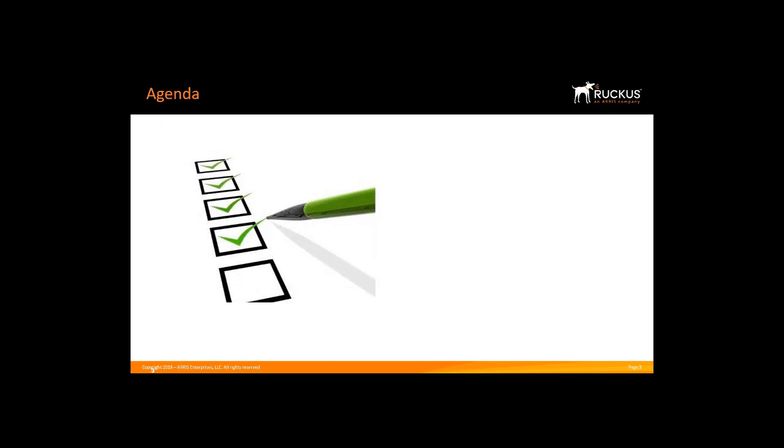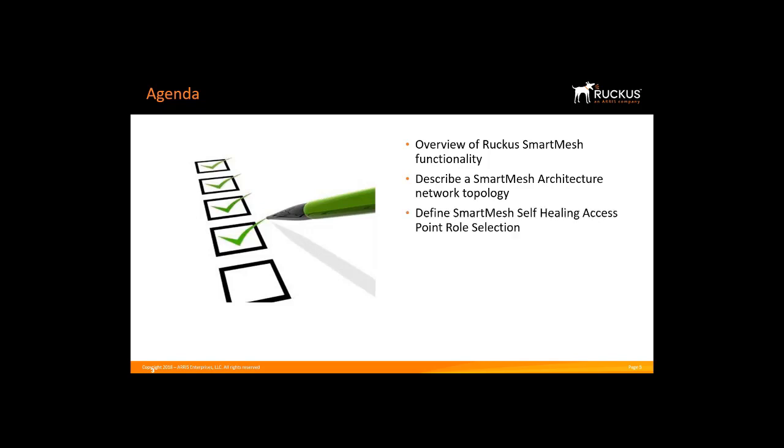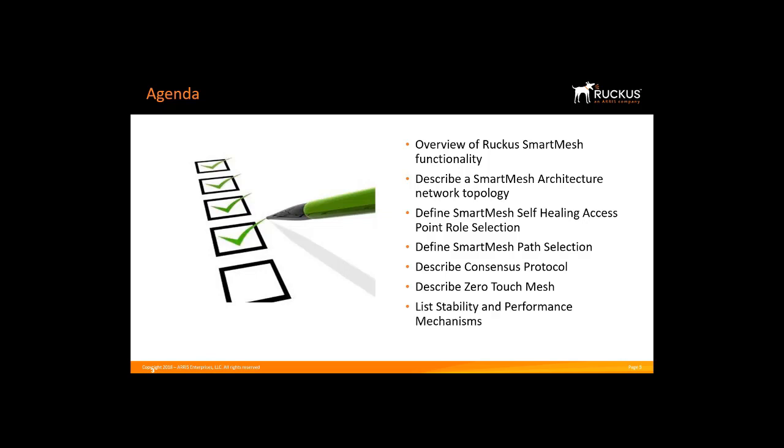In this video, we'll cover an overview of the Ruckus SmartMesh functionality, describe a SmartMesh architectural network topology, define SmartMesh access point role selection, define SmartMesh path selection, describe consensus protocol, discuss zero-touch mesh, and list stability and performance mechanisms.